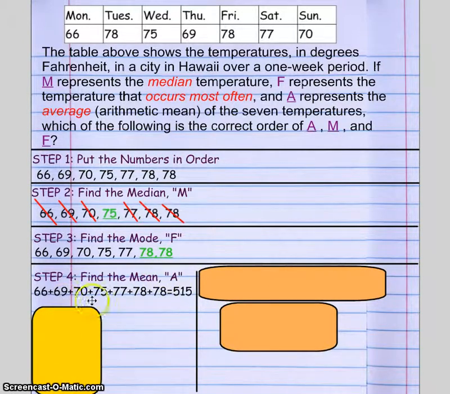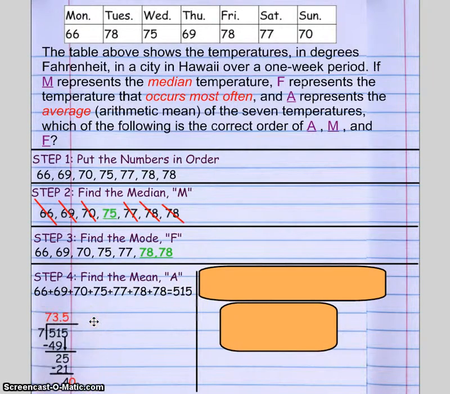So when we add up all of these numbers together, we should get 515. Now, when we get 515, we're going to have to divide this by 7. Why 7? Because there were 7 numbers that we added together. As you can see, add the amount of stuff and divide by the amount of stuff that you have. In this case, the mean is 73.5.